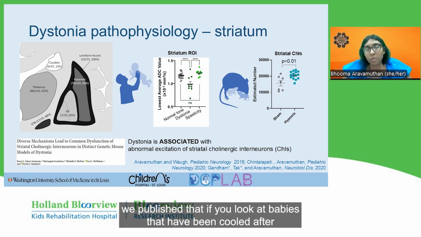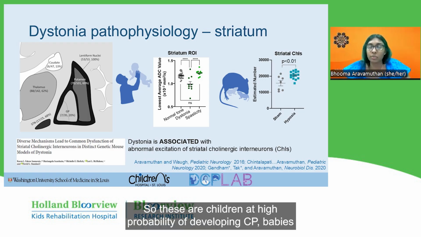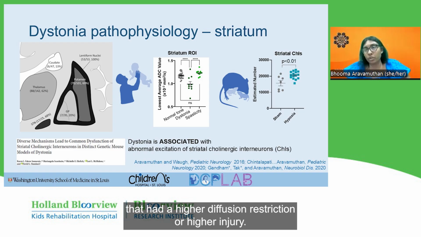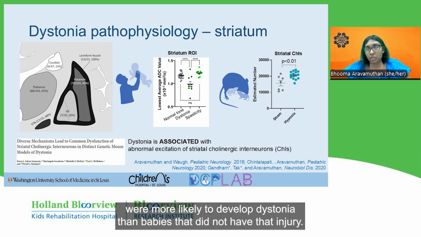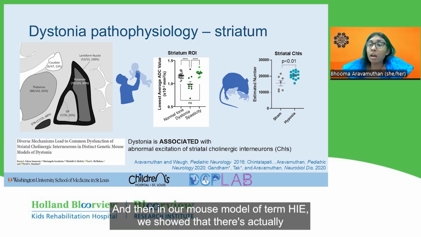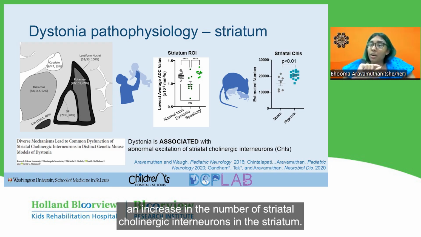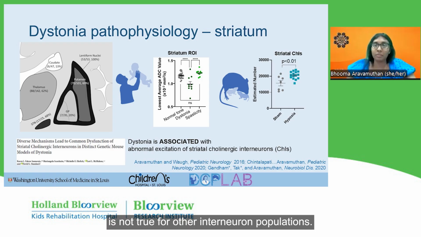Later on, we published that if you look at babies that have been cooled after having hypoxic ischemic encephalopathy at term gestation, so these are children at high probability of developing CP, babies that had higher diffusion restriction or higher injury in the putamen were more likely to develop dystonia than babies that did not have that injury. And then in our mouse model of term HIE, we showed that there's actually an increase in the number of striatal cholinergic interneurons in the striatum, and that's selective to this interneuron population. It's not true for other interneuron populations.